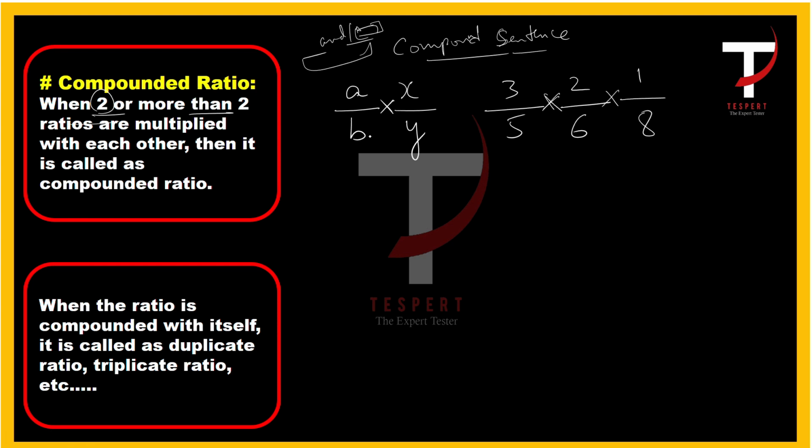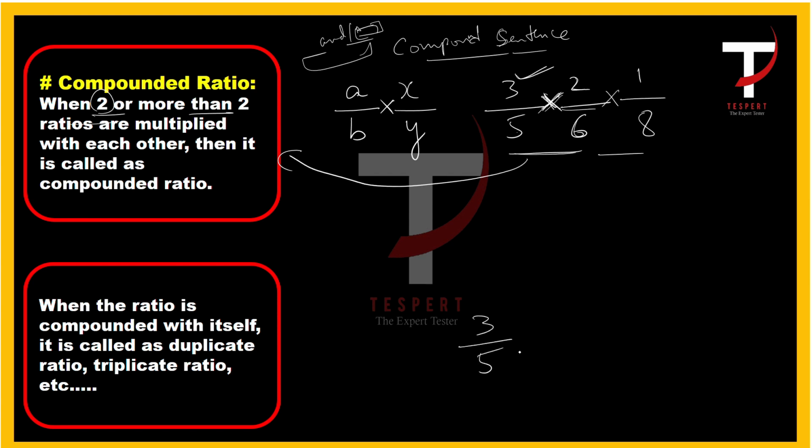So those are known as compound sentences. So here too, compound ratio means if two or more different ratios are multiplied, then it is known as a compounded ratio. What if the two ratios are the same? See here, in the first case we are multiplying 3 by 5 and 2 by 6, right? These two are different ratios, right?